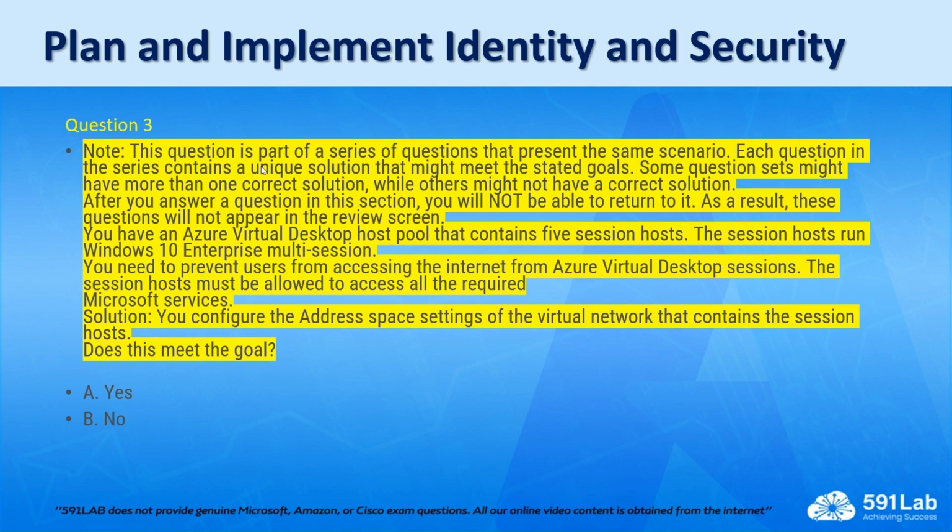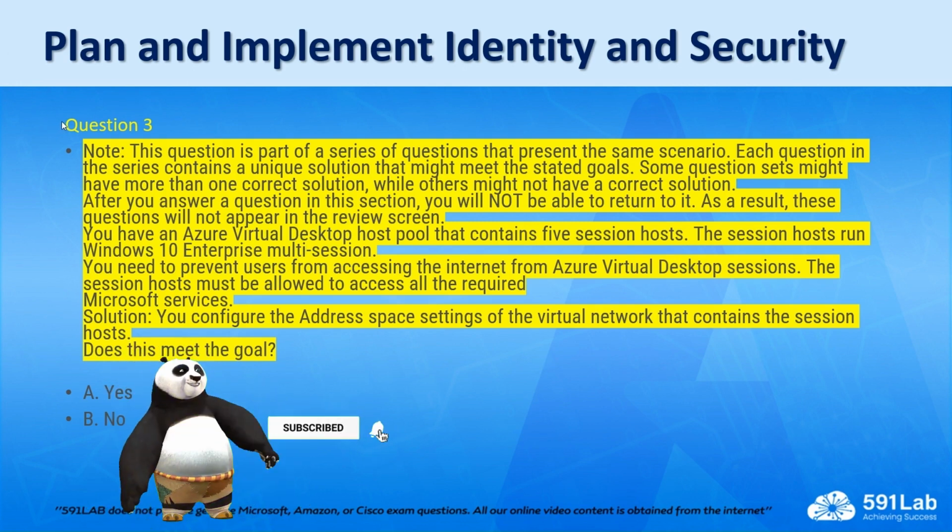You have an Azure Virtual Desktop host pool that contains 5 session hosts. The session hosts run Windows 10 Enterprise multi-session. You need to prevent users from accessing the internet from Azure Virtual Desktop sessions. The session hosts must be allowed to access all the required Microsoft services. The suggested solution is to configure the address space settings of the virtual network that contains the session hosts. As per your reasoning on the working of AVD, does this meet the goal? Yes or no? Before we answer, let's dissect what the question entails.